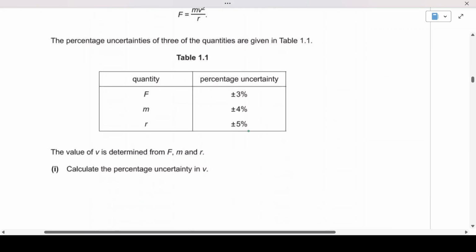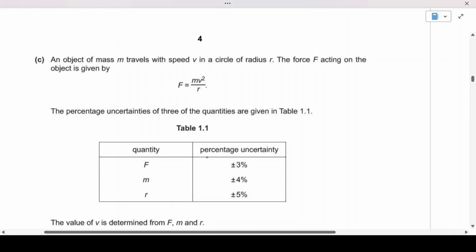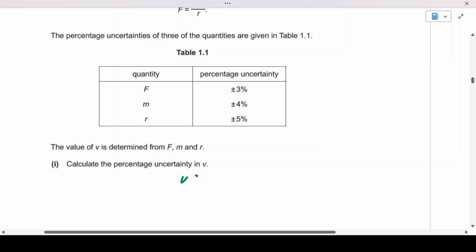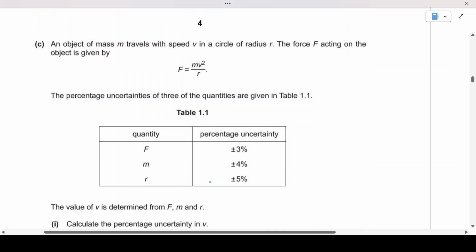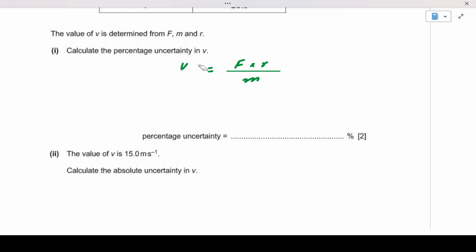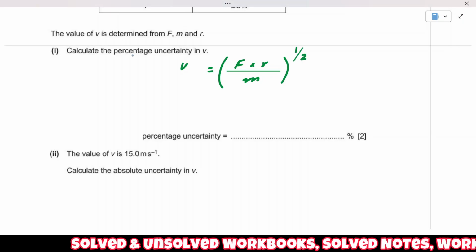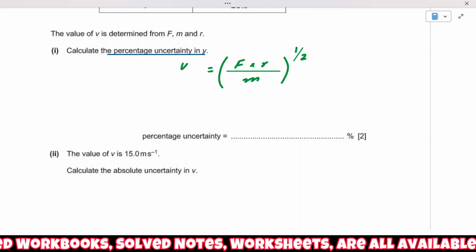Then we have the next one. Calculate the percentage uncertainty of V. Okay, so V can be made the subject. V square equals F multiplied by R divided by M. And then we can take square root on both sides. Square root means raised to the power 1 over 2, or you can write square root also. Doesn't make any difference.